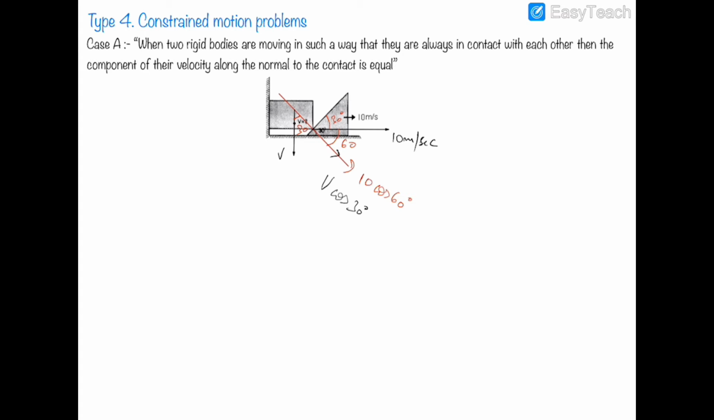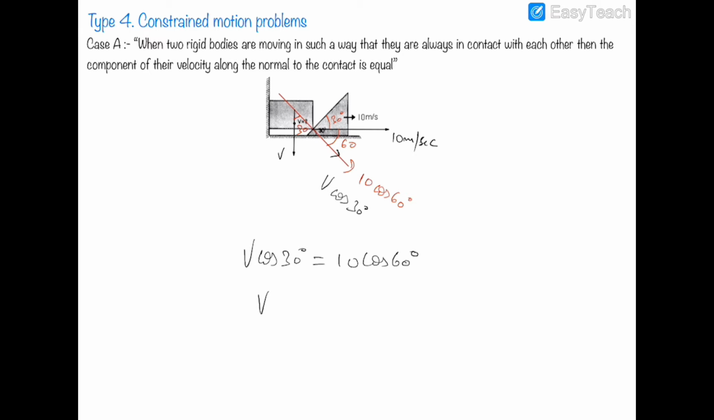And if that wedge is moving faster, then 10 cos 60 degree will be greater than v cos 30 degree. And if the wedge will move faster on the normal, then this contact will no longer exist. So this is also not the case. So the correct case in this question is the fact that these two components are equal to each other. So we can say that v cos 30 is equal to 10 cos 60.